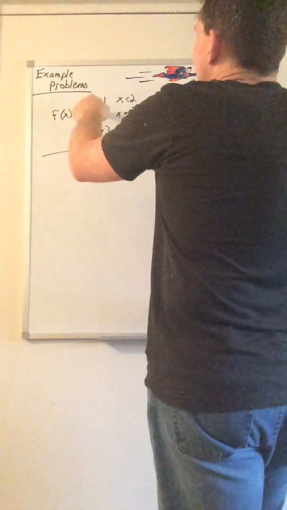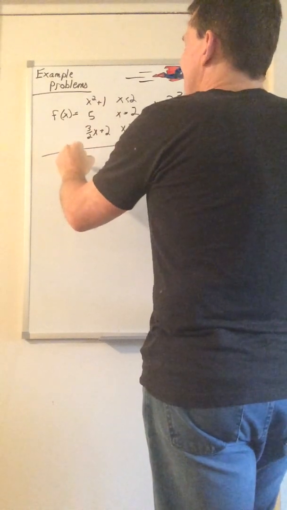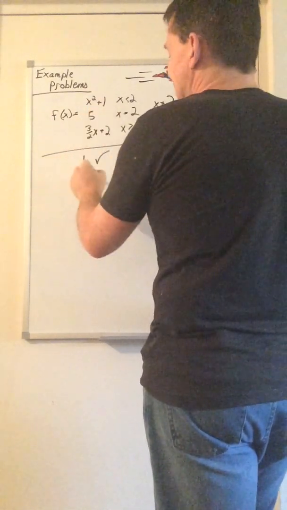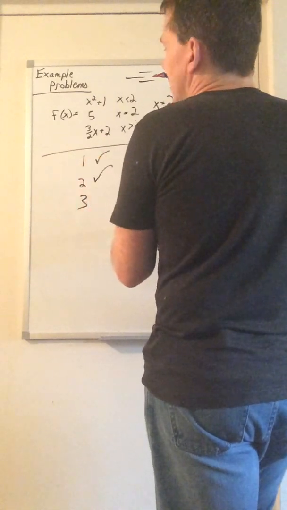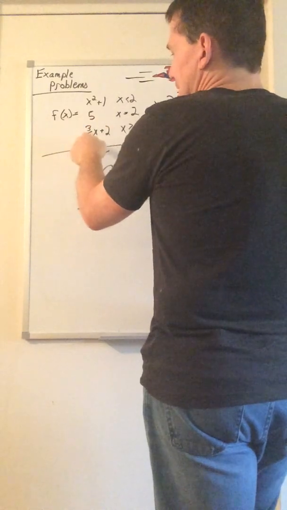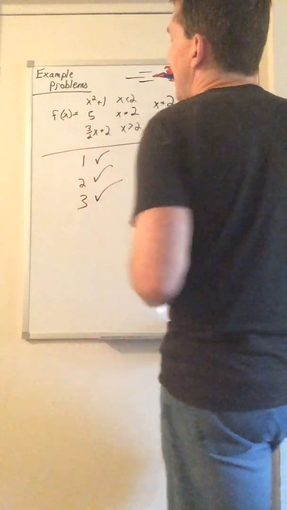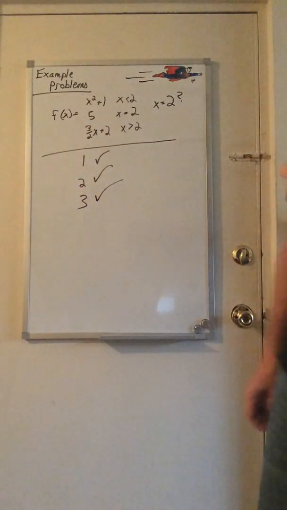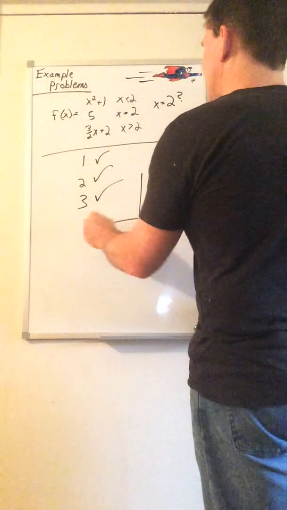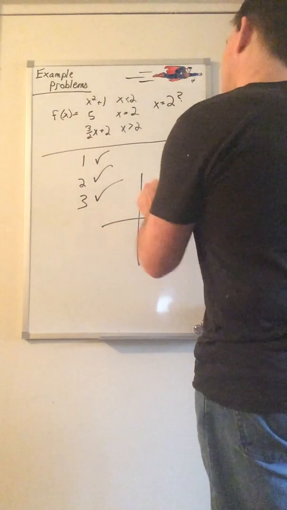In the first one, 2 squared is 4 plus 1, 5. So the first one, yes. Second one, clearly it gives me 5. Third one, if I plug in 2, 2's cancel, I get 3 plus 2, which is 5. That works. All 3 of them will give me 5. Essentially, if you graphed it, at x equals 2, I get 5.